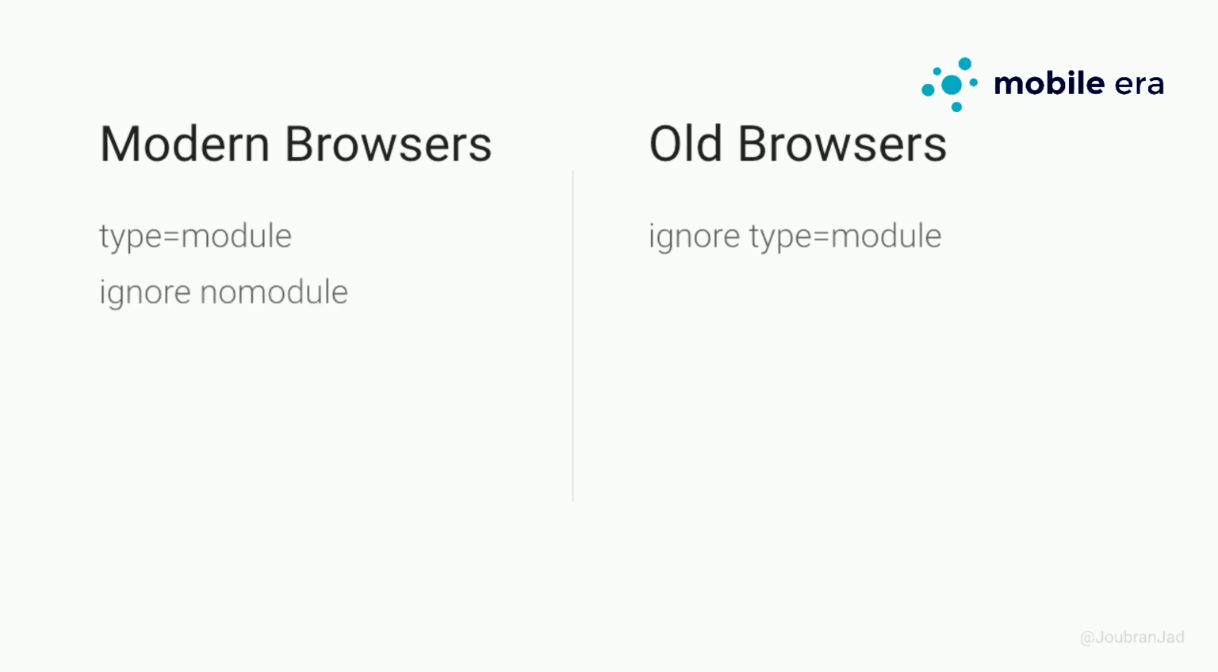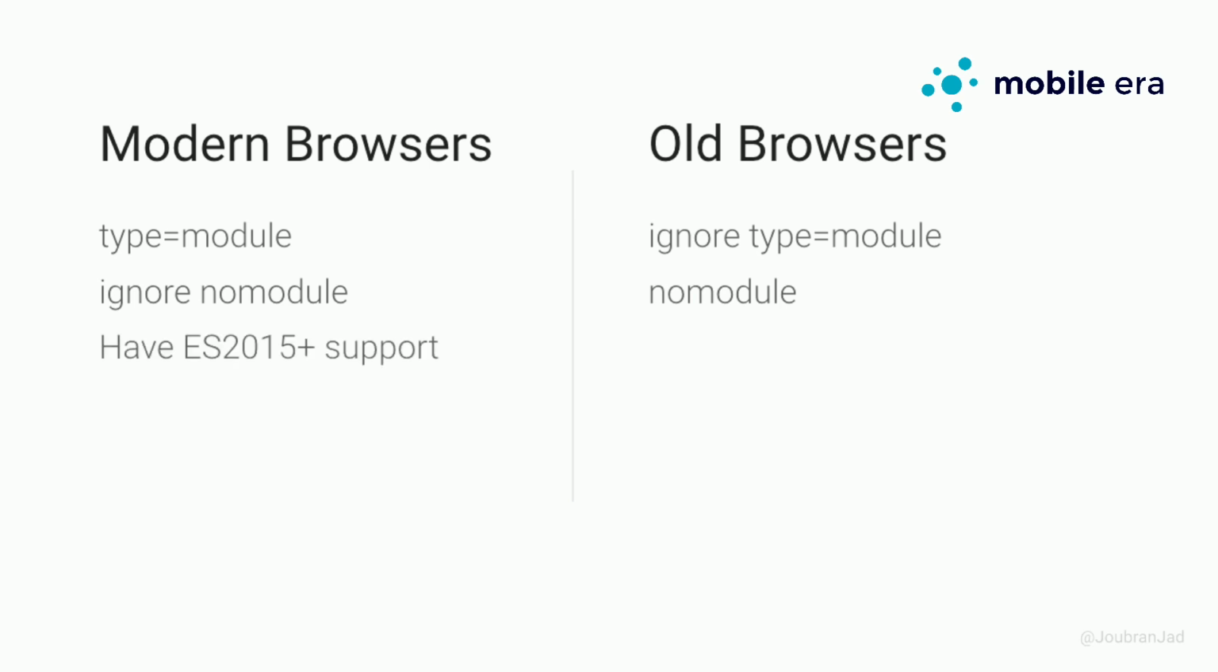But modern browsers, on purpose, will ignore the no module. So modern browsers will not load both if you have module and no module. They will ignore the no module on purpose. That's part of the spec. Whereas old browsers don't know what the attribute no module means, and it's just an attribute. So they will actually run the script that has no module because it's a regular script for them.